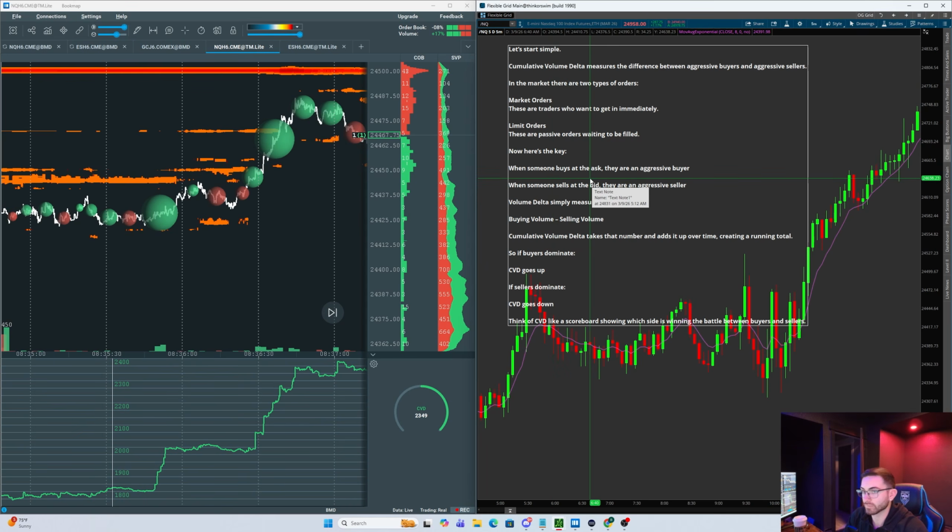Now, here's the key. When somebody buys market, they're buying at the ask or slightly above, whatever the best offer is at that point. If somebody sells market, they're going to get filled at the bid or slightly below the bid. So again, they are an aggressive seller. Now, volume delta simply measures buying volume minus selling volume. CVD takes that number and adds it up over time, creating a running total.